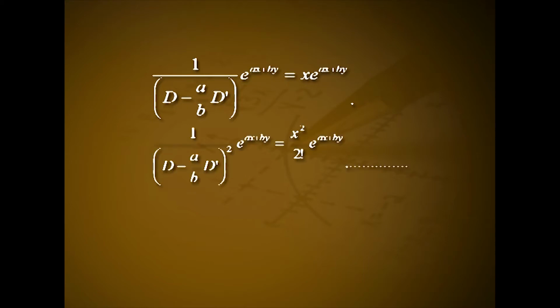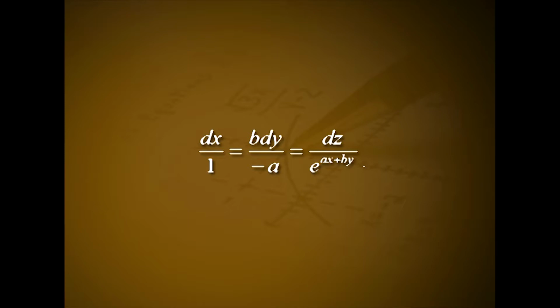In this case, we factorize f(D, D') and proceed as in ordinary differential equations and use the following results. 1/(D - (a/b)D') e raised to ax plus by = x e raised to ax plus by. 1/(D - (a/b)D')^2 e raised to ax plus by = x square divided by 2 factorial into e raised to ax plus by, etc. 1/(D - (a/b)D')^r e raised to ax plus by = x raised to r divided by r factorial into e raised to ax plus by.